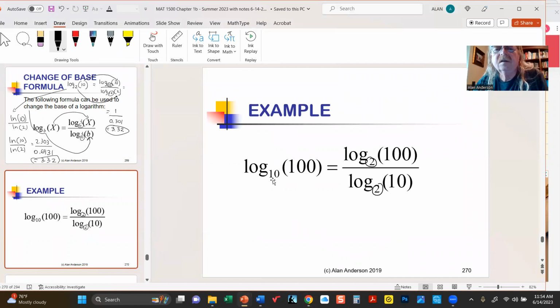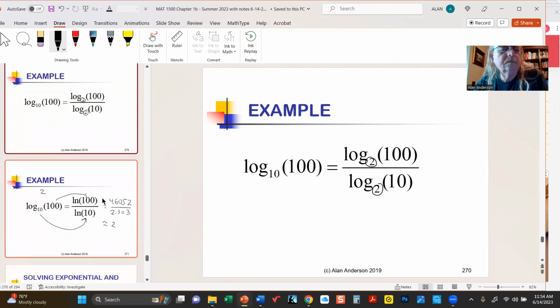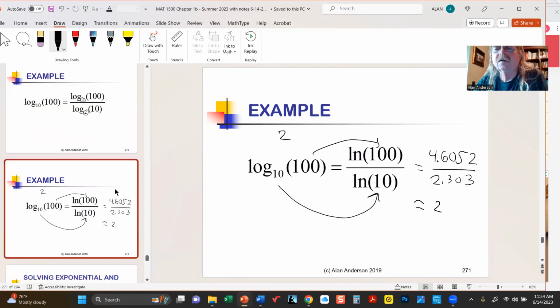And then here's another one. Log base 2 of 100, which we know is 2, could be rewritten as log base 2 of 100 over log base 2 of 10, or natural log of 100 over natural log of 10. And what I did was I went to the calculator, I figured out what they were, and you can see that it's clearly just 2. Over here, we might have some slight rounding differences, but this is equal to 2.